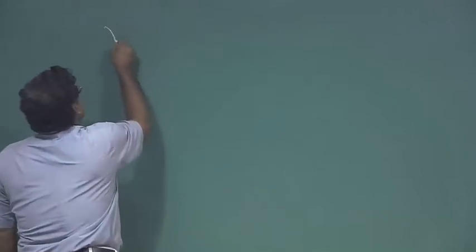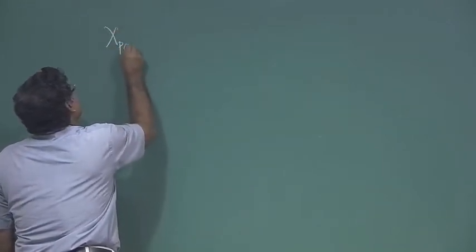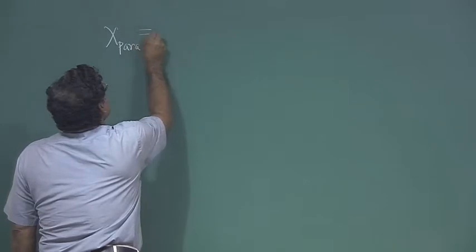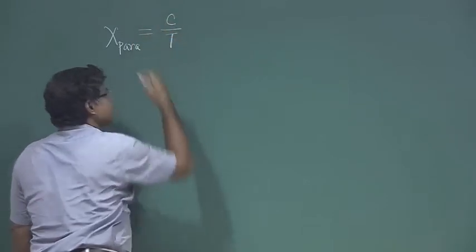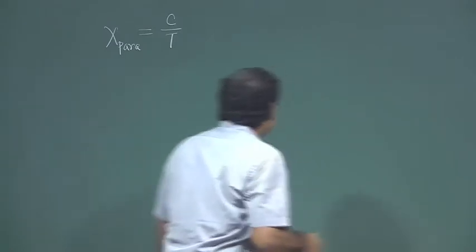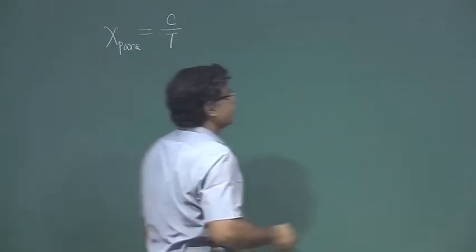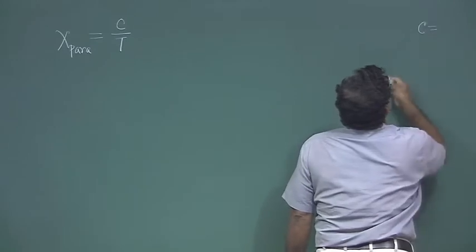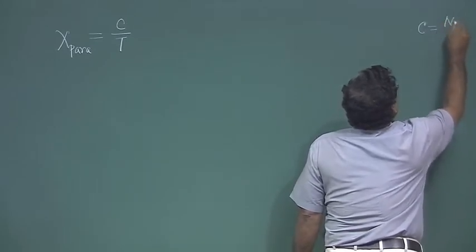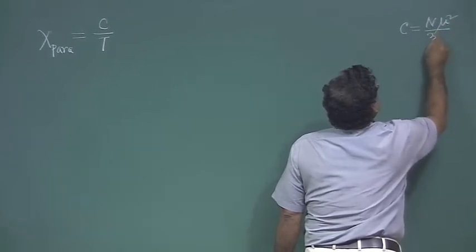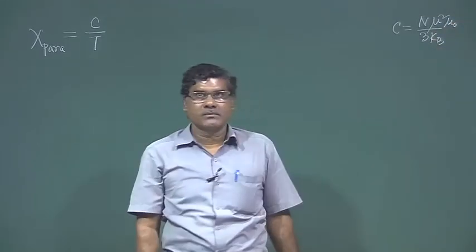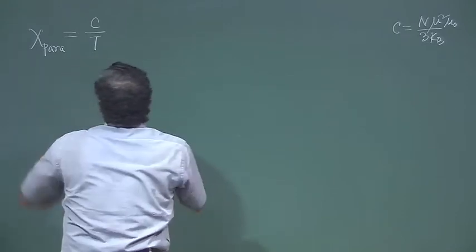So, we have seen this susceptibility for paramagnetic material is C by T. C is the Curie constant, and C is basically equal to n mu square by 3 k, with mu 0 here, right.